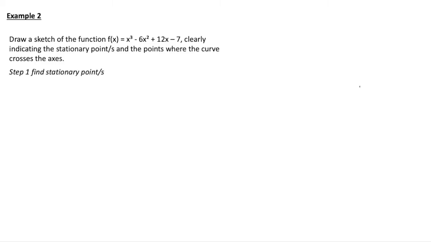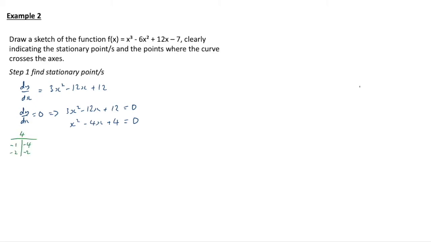So, step 1, find the stationary points. dy by dx is 3x squared minus 12x plus 12, that's coming straight from f of x, and dy by dx is 0 when that expression is 0. So we can divide through by 3. We can then do our little table to work out factorising.